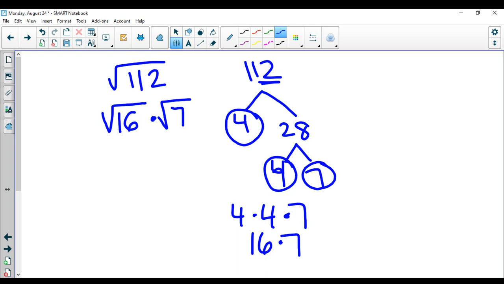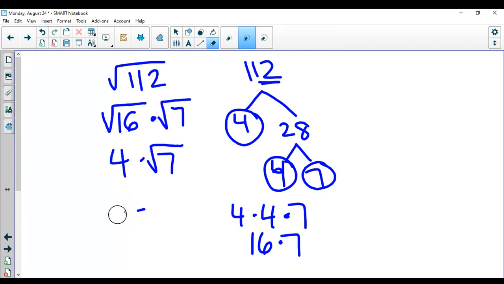Okay, so remember the breakdown step only takes your number and breaks it into factors. We didn't take any square roots. Now we do the breakdown of the square roots. The square root of 16 is 4. 4 is a perfect square, but it's not under a square root anymore, so it stays 4.